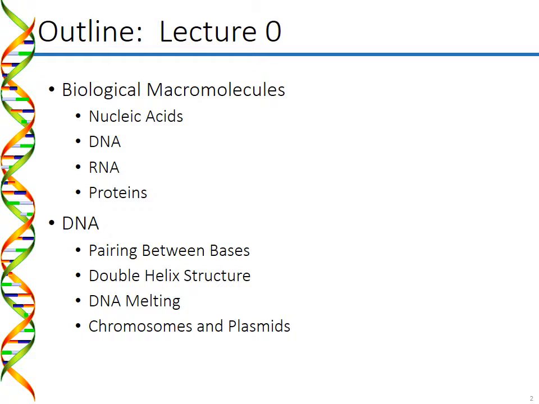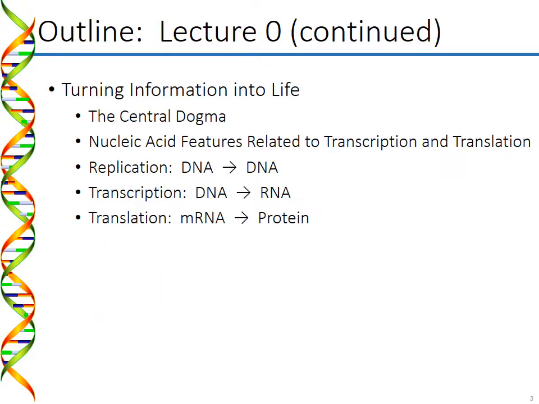As an outline for what we'll be covering in this lecture, we will be starting off looking at some of the biological macromolecules, starting off with nucleic acids in general, and then a little bit more specifically on DNA, RNA, and proteins, respectively. Then we will take an even closer look at DNA, starting off with the pairing between the bases, the double helix structure, an in-depth look at DNA melting, and then the structural organization into chromosomes and plasmids.